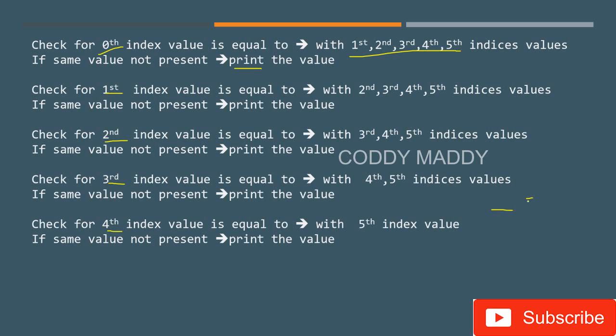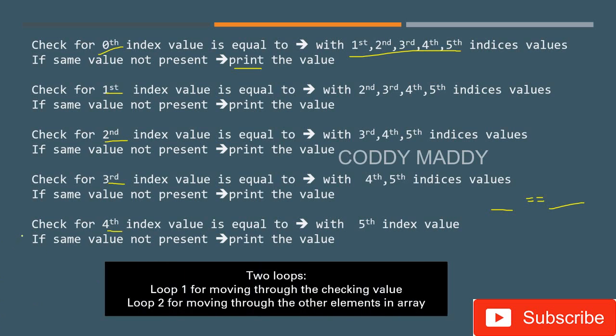So for moving between the indices we are going to use loops. Just imagine you're going to check: you have a left hand side value and a right hand side value. For moving between the left hand side values you need a loop, and for moving between the right hand side values you need a loop, and that's why I'm using two loops here. The first loop will be for moving with the left hand side, that is check for 0th, check for first, check for second, third, fourth. The other loop will be used for checking against the other elements in the array, whether I have the repeated element in the array or not.